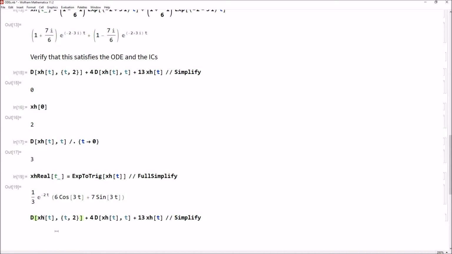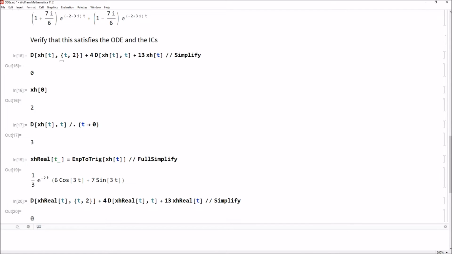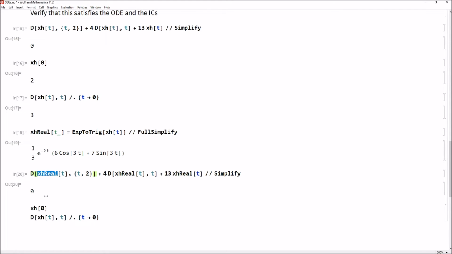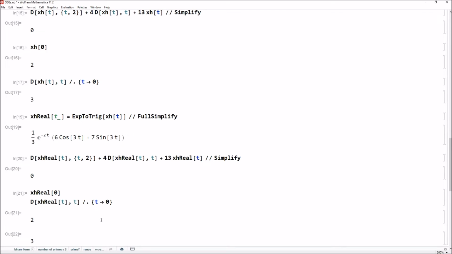so I would completely expect it to satisfy the ordinary differential equation. So let's do that. Now I want to look at xh real, and I want to make sure that this real formulation satisfies the ODE. Yep, it's a homogeneous linear ordinary differential equation that's equal to 0. And let's go ahead and get the initial conditions and make sure that those things work as well. So again, I want to look at now, what does this real function do at time 0? And what does its velocity do at time 0? And again, look at that.